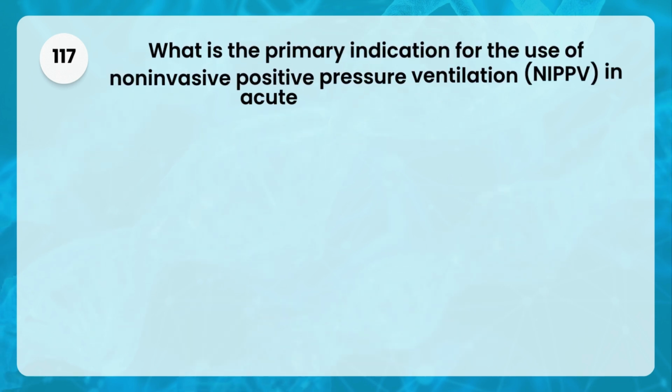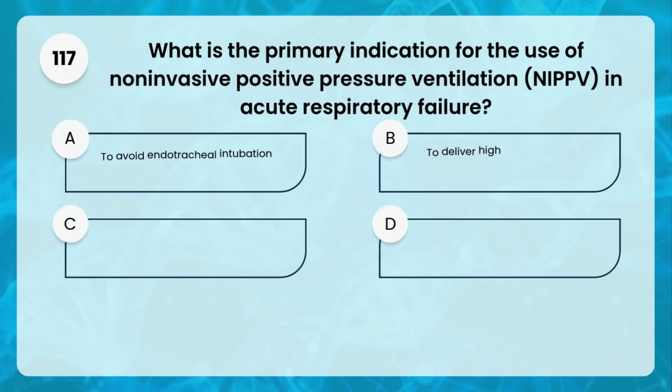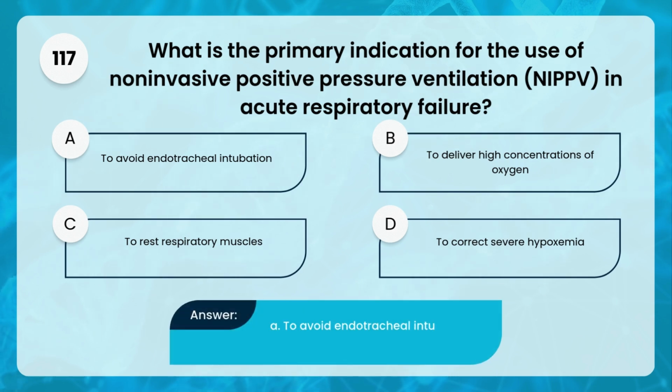117. What is the primary indication for the use of non-invasive positive pressure ventilation, NIPPV, in acute respiratory failure? A. To avoid endotracheal intubation. B. To deliver high concentrations of oxygen. C. To rest respiratory muscles. Or D. To correct severe hypoxemia. The answer is A. To avoid endotracheal intubation.